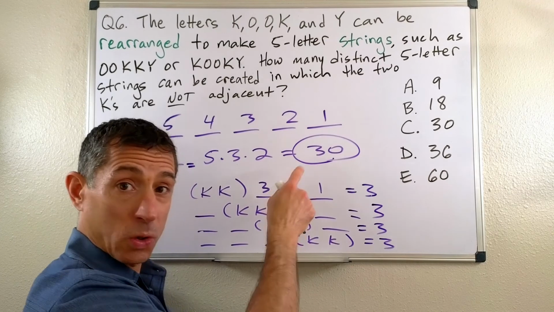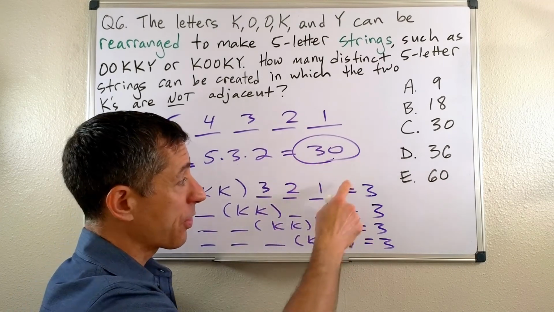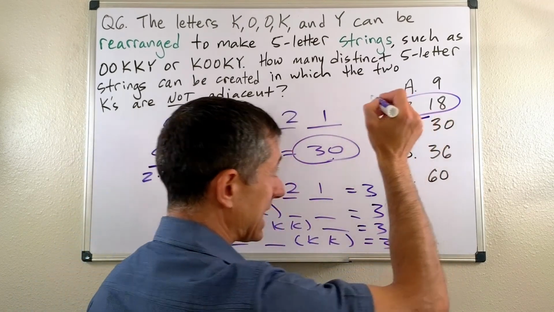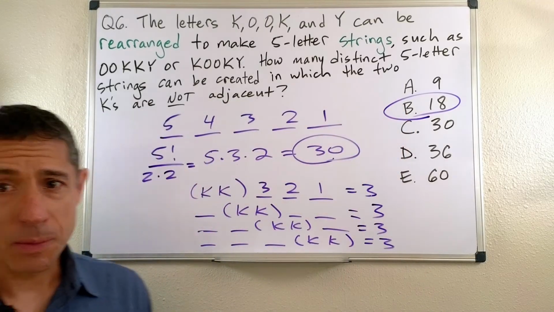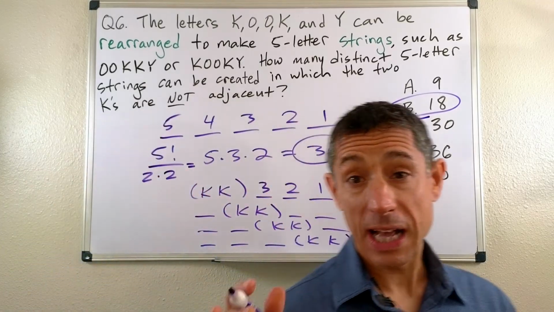I've got 30 total, regardless of whether the K's are adjacent. 30 minus 12, that's going to give me 18. And there we go. Again, I know I'm a broken record here. No shame at all if you struggled. Lots of layers to this one.